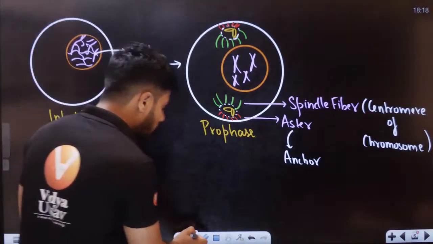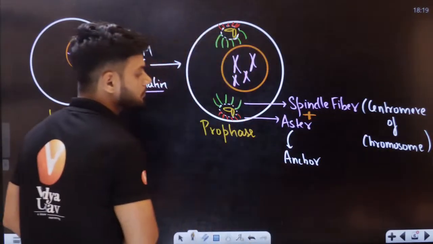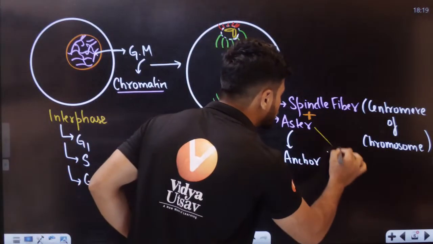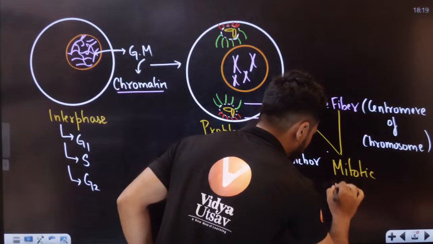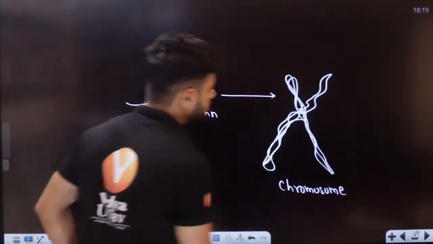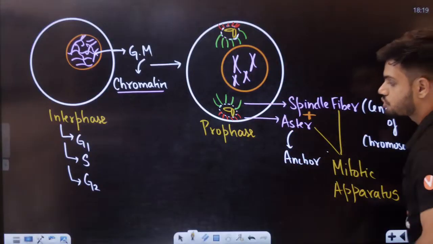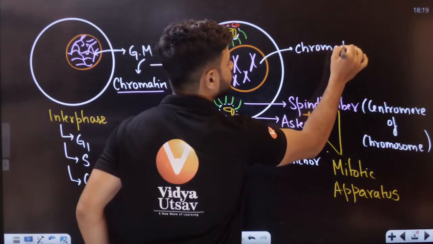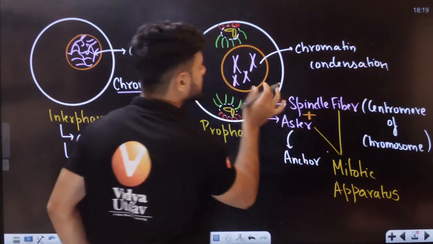Now, students, spindle fiber plus aster is called what? Together, they are called mitotic apparatus. See, students, can all of you see here? Here we can see the prophase. Initiation of condensation of chromosome is happening here. Chromatin condensation is happening here.